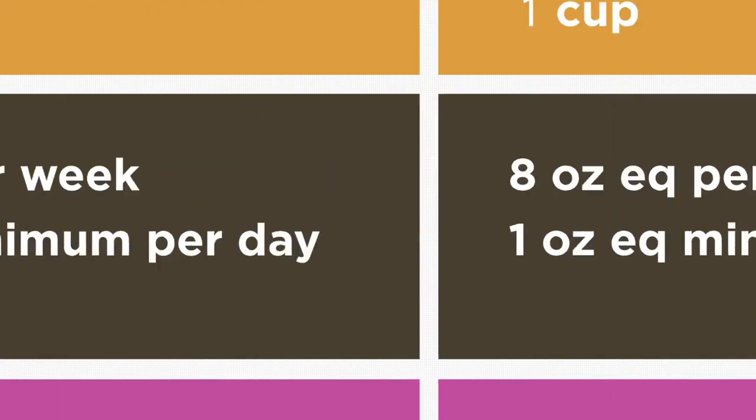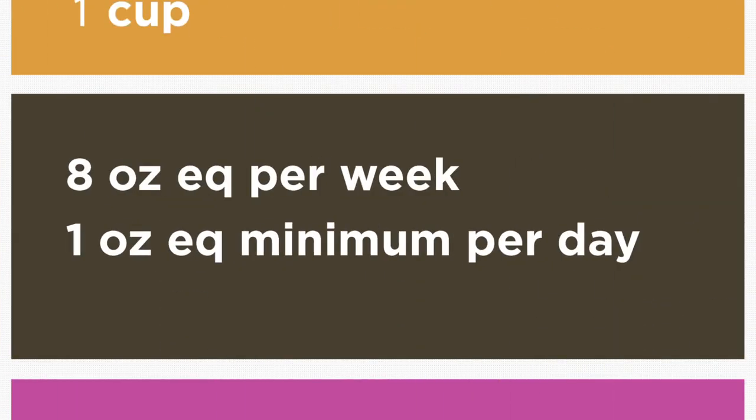For grains, 8 servings or equivalent ounces are required per week for student lunches in grades 6 through 8, and at least 1 ounce equivalent must be offered daily. At least half the grains at lunch must be whole grain rich for school year 2013-14, and in the school years 2014-15 and beyond, all grains must be whole grain rich for all grade levels at lunch.